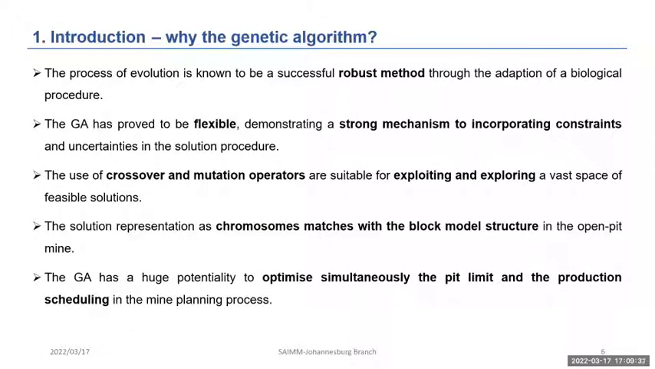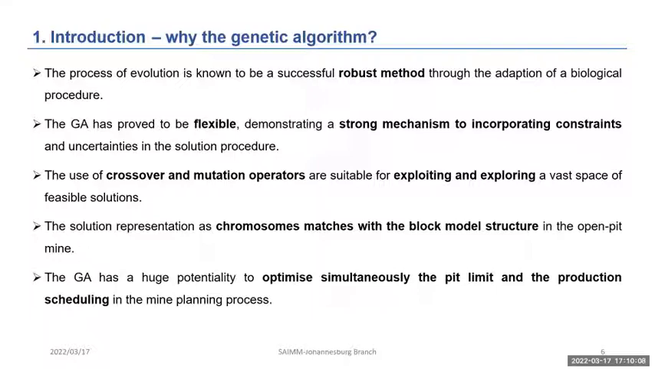So why did I choose the genetic algorithm as a method to solve the production scheduling? I'm going to highlight some of the reasons. First, the process of evolution is known to be a successful, robust method through the adaptation of biological procedure. The genetic algorithm has proved to be more flexible and demonstrates a strong mechanism to incorporate constraints and uncertainties in the solution procedure.